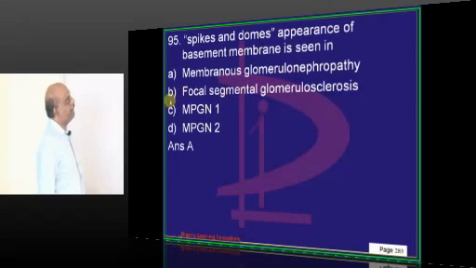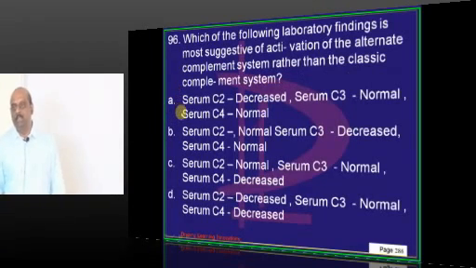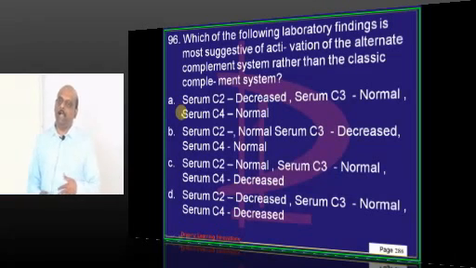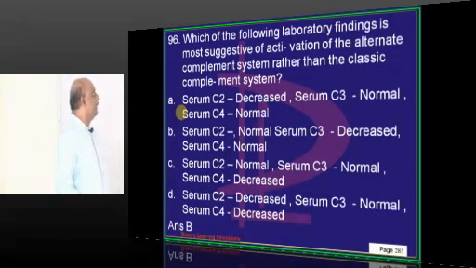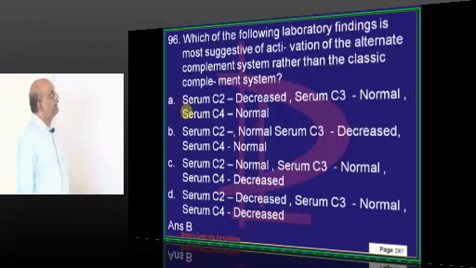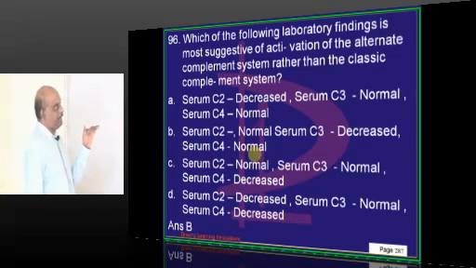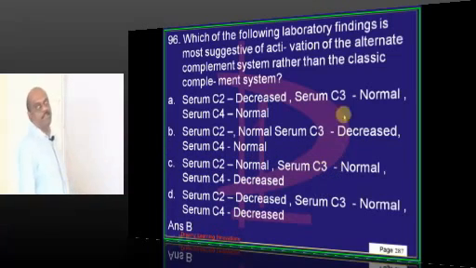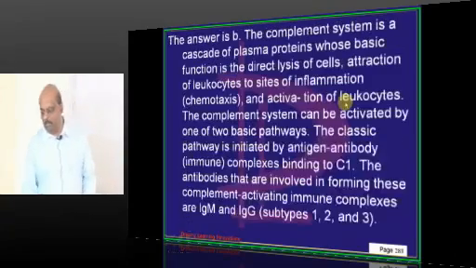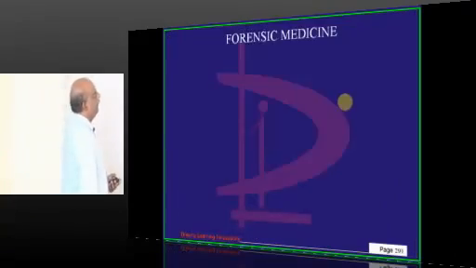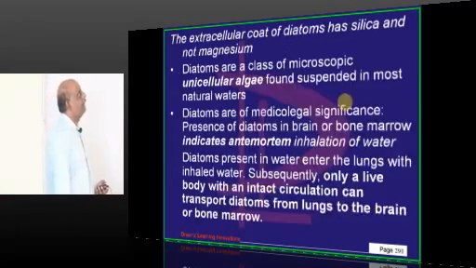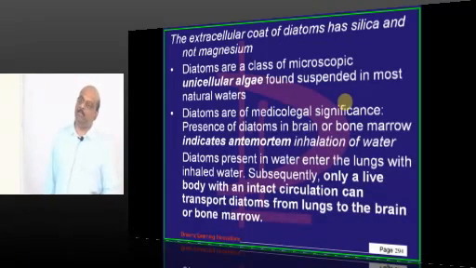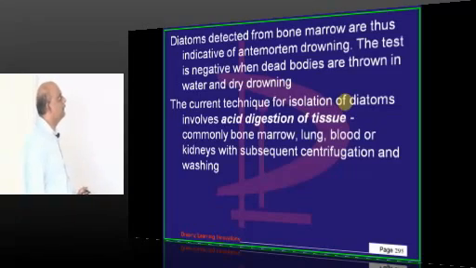Spike and dome appearance is typically a feature of membranous glomerulopathy. Then how do you know in a case of glomerulonephritis whether the alternate pathway is affected or the classical complement pathway got activated? Typically, whenever the alternate complement pathway is activated, that typically leads to normal serum C2, decreased C3, normal C4. That is the typical combination that you come across. Then regarding diatoms, what is the extracellular coat of the diatoms made up of? It is made up of silica, not magnesium.